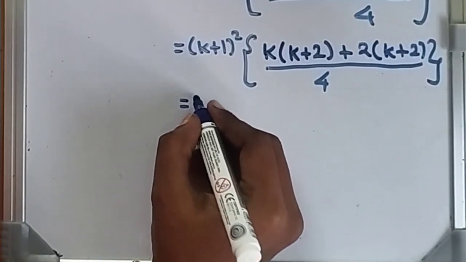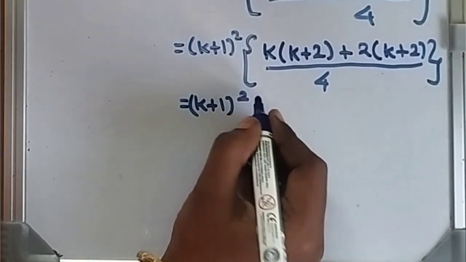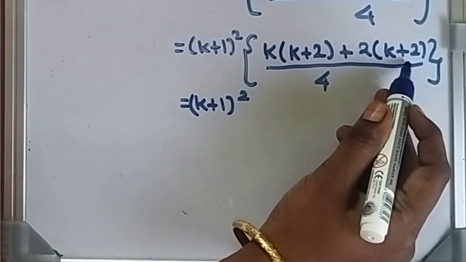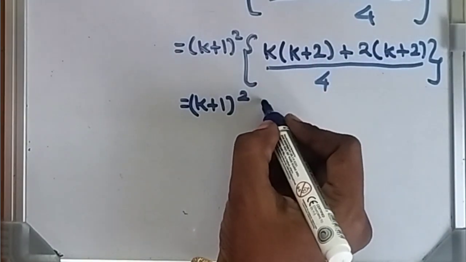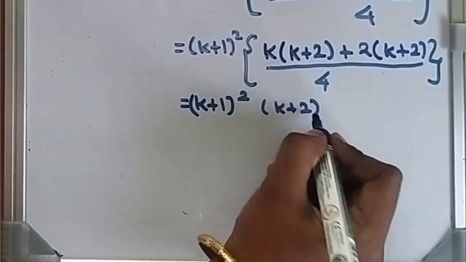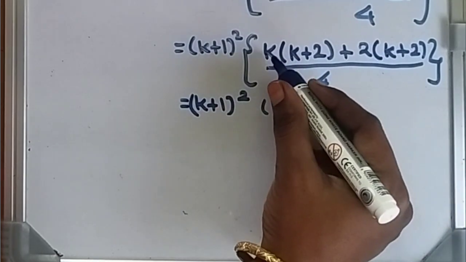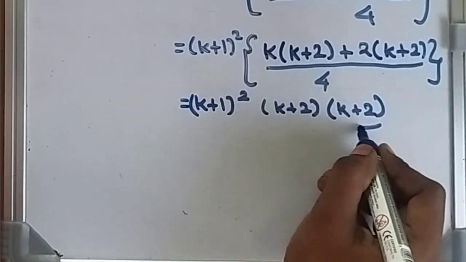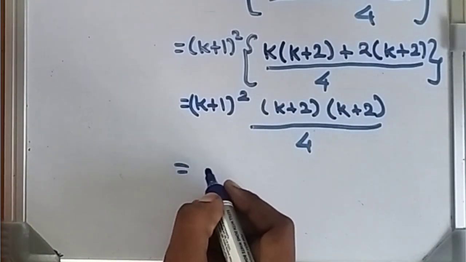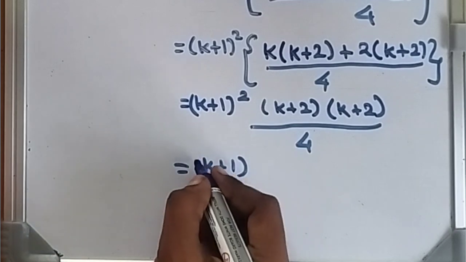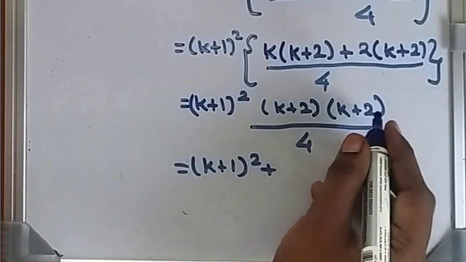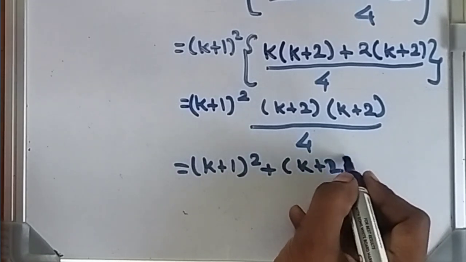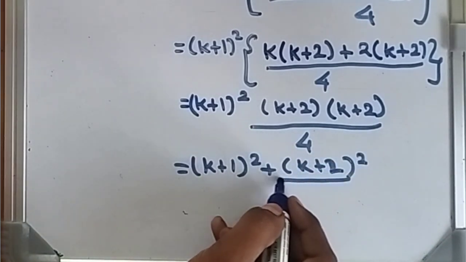So now k plus 1 the whole square remains the same. Now watch, both terms have k plus 2. So I am taking this k plus 2 as common. So it becomes k plus 2, and what remains in this term is k plus 2 divided by 4. Right? So k plus 1 the whole square plus, here k plus 1 multiplied by k plus 1 will be k plus 2 the whole square divided by 4.